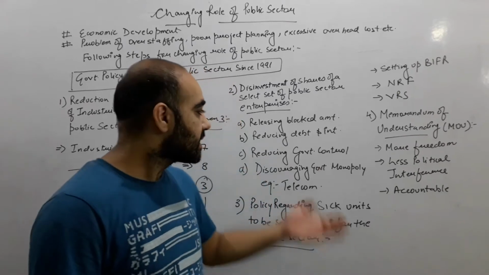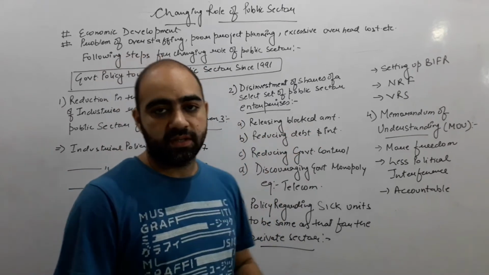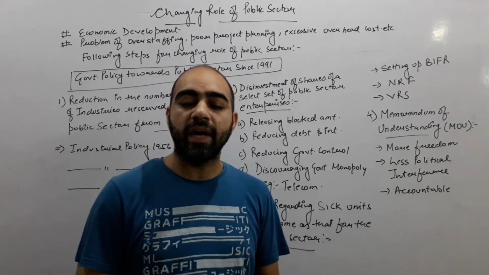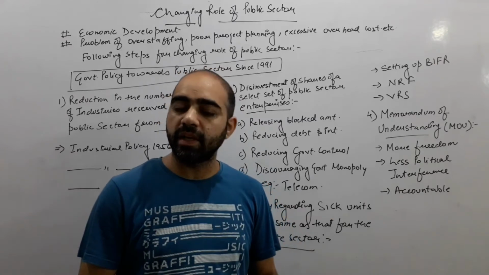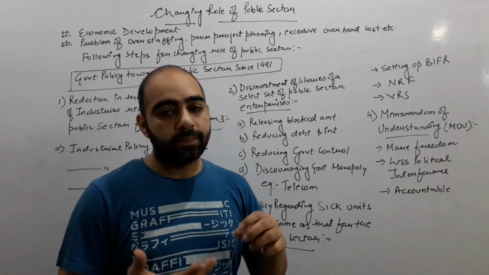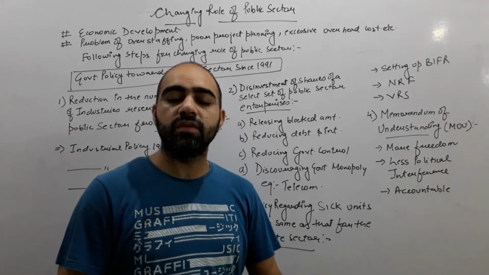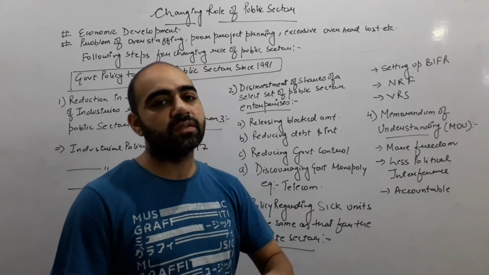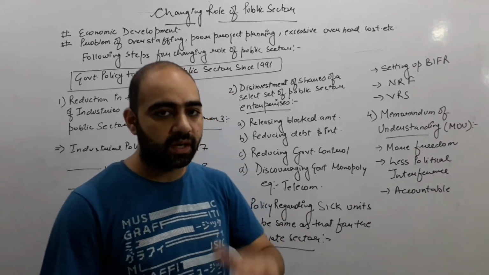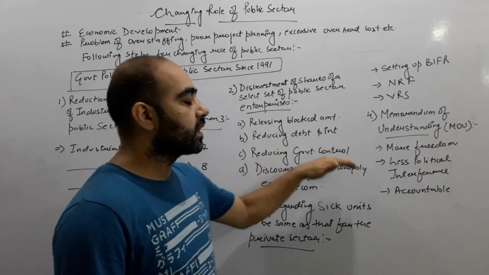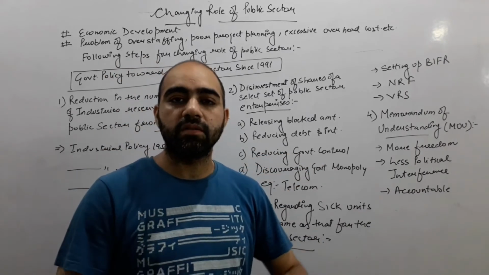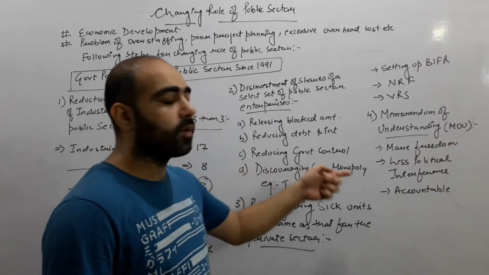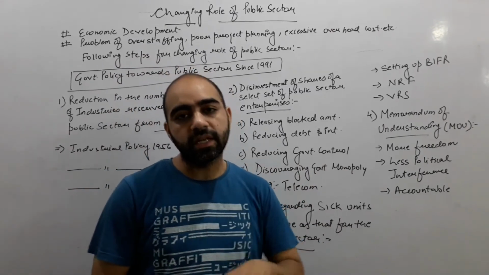Second, reducing debt and interest, which means all these public sector enterprises might have taken debt, might have taken loans from the banks, but they were not able to pay off due to their loss making. So when will that money be freed? By this reduction, because they started disinvestment, ownership was transferred from the public sector to the private sector, which means our loan burden and interest burden also decreased. Reduction in government control, because control was mainly transferred to the private sector. Discouraging government monopoly: the government itself discouraged its own monopoly.